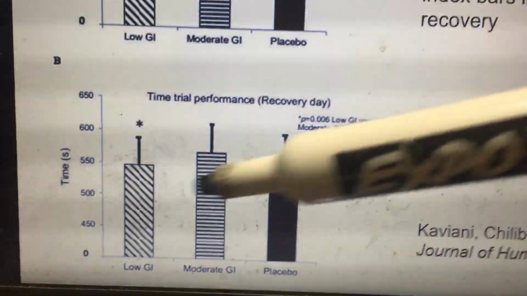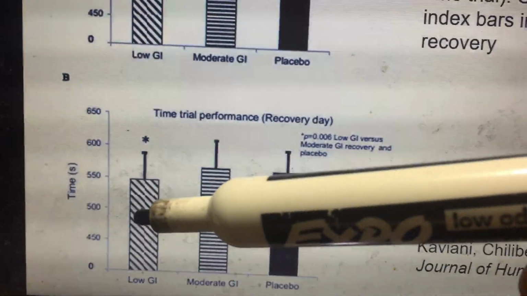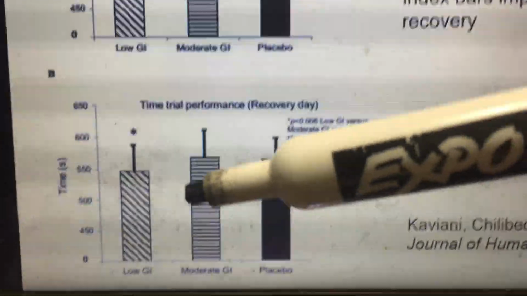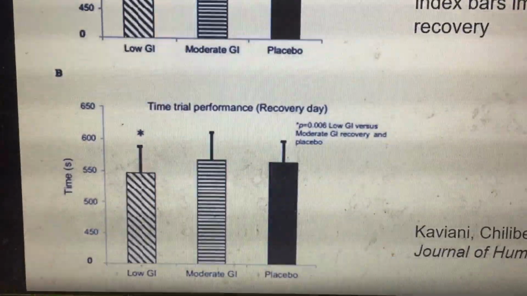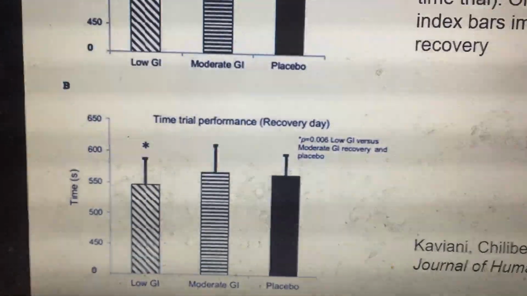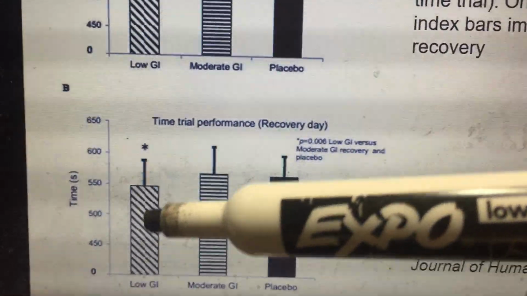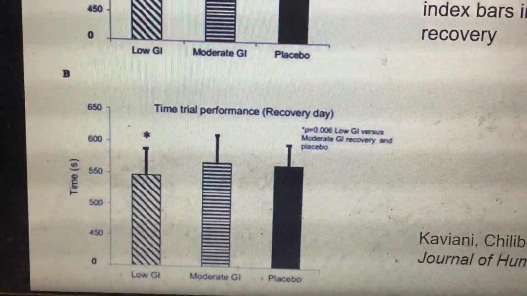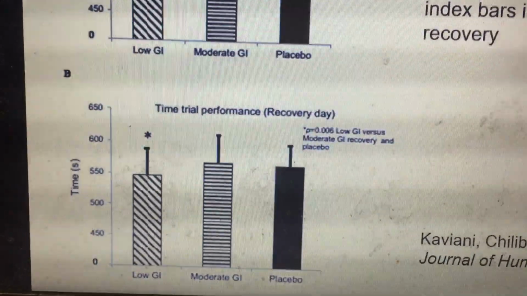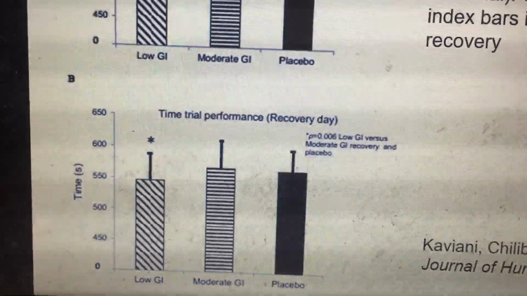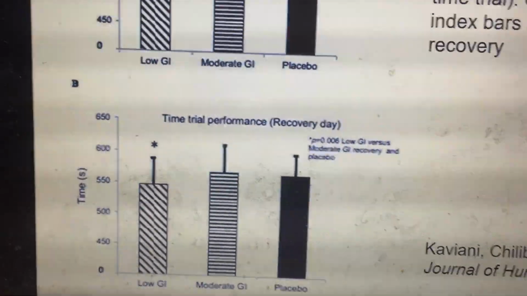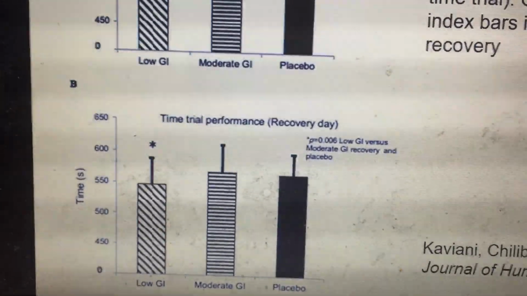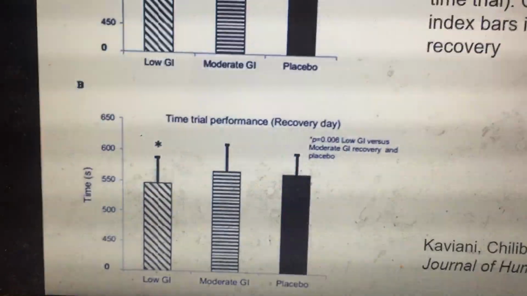You can see that the low glycemic index condition resulted in the best recovery performance compared to both the moderate glycemic index and the placebo condition. So giving a low glycemic index sport nutrition bar in recovery from the previous day's exercise performance was better than giving a moderate glycemic index bar or giving a placebo after the previous day's exercise. This is for improving next day exercise performance, again in a 7-kilometer time trial for cyclists.